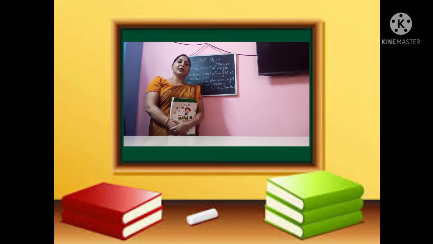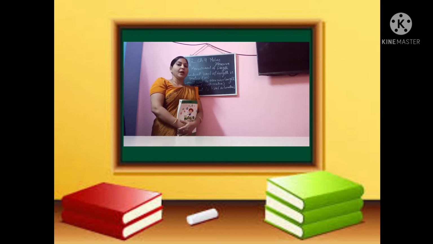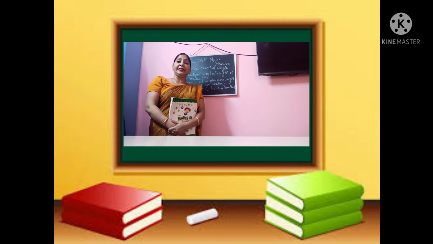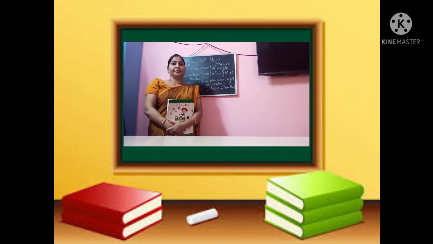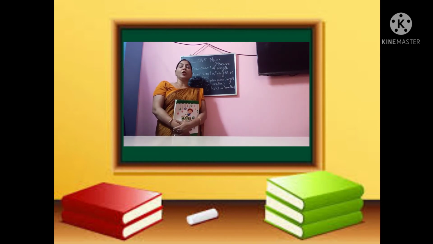If you remember, in the last class also, I gave you a little introduction about standard units. Standard units are those units which are used to measure length, capacity and weight. Okay. For example, for measuring length, we use the standard unit meter. And for measuring capacity, the standard unit which we use is liter, and the standard unit for measuring weight is kg.